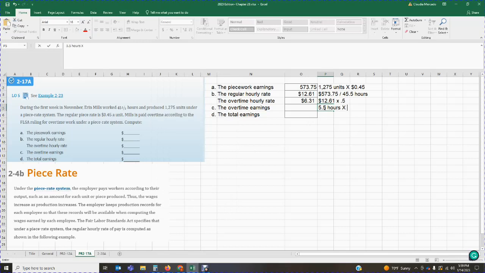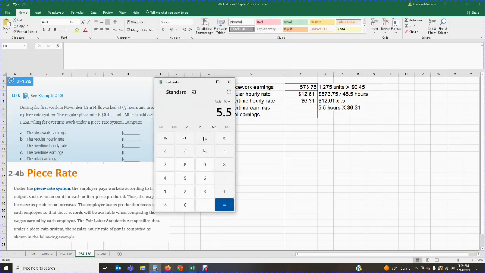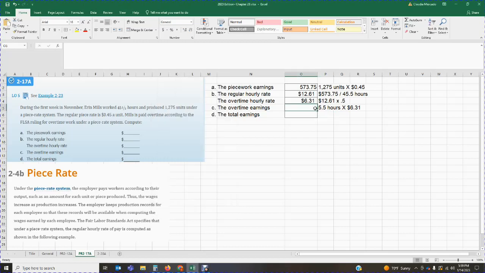And we're going to multiply that by the hourly overtime rate that we just calculated of 6.31. Let's see what that gives us. So 5.5 times 6.31 will give me 34.705. Let's look at that third digit. It's a 5, which means I'm going to round up that second digit by 1. So that will be 34.71.